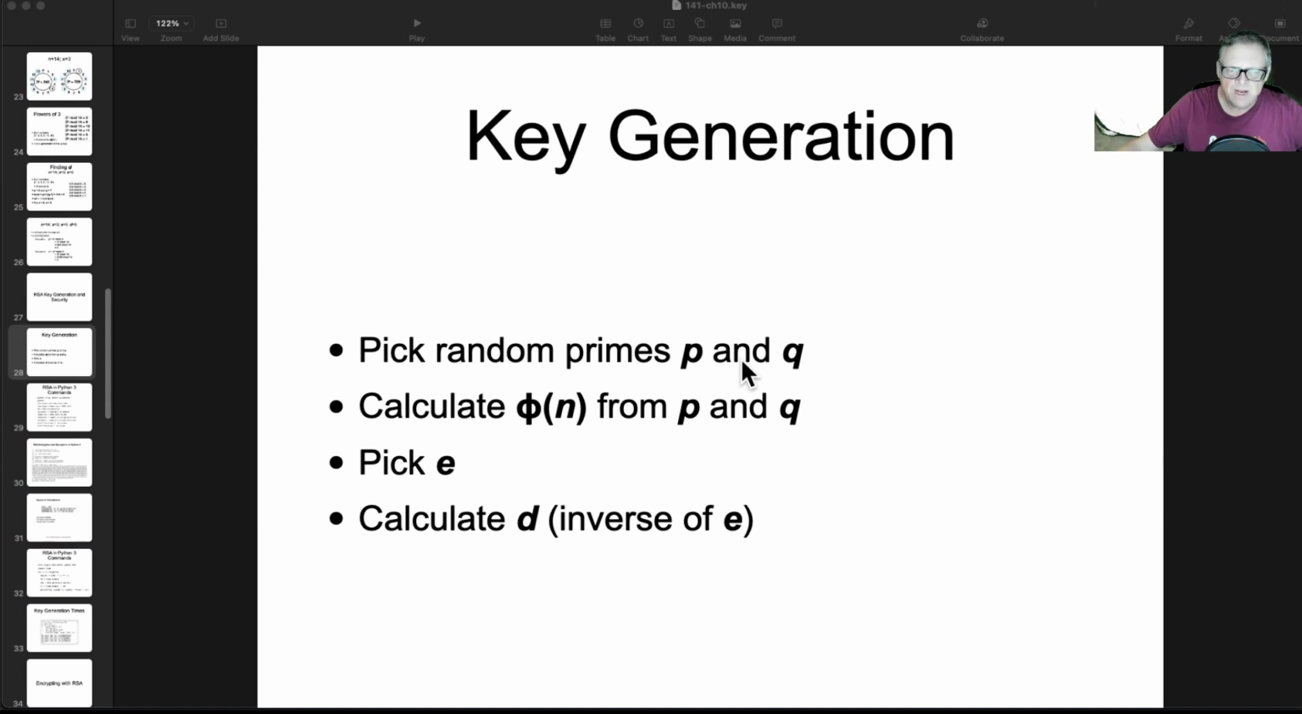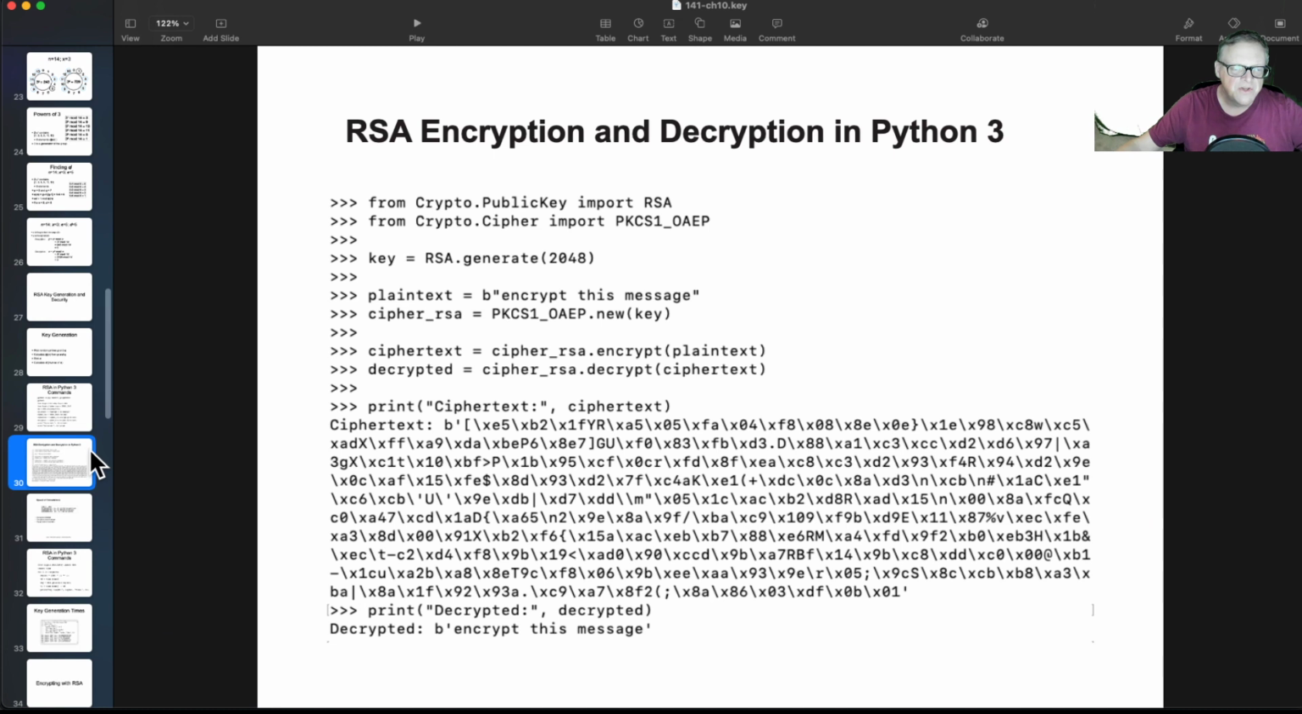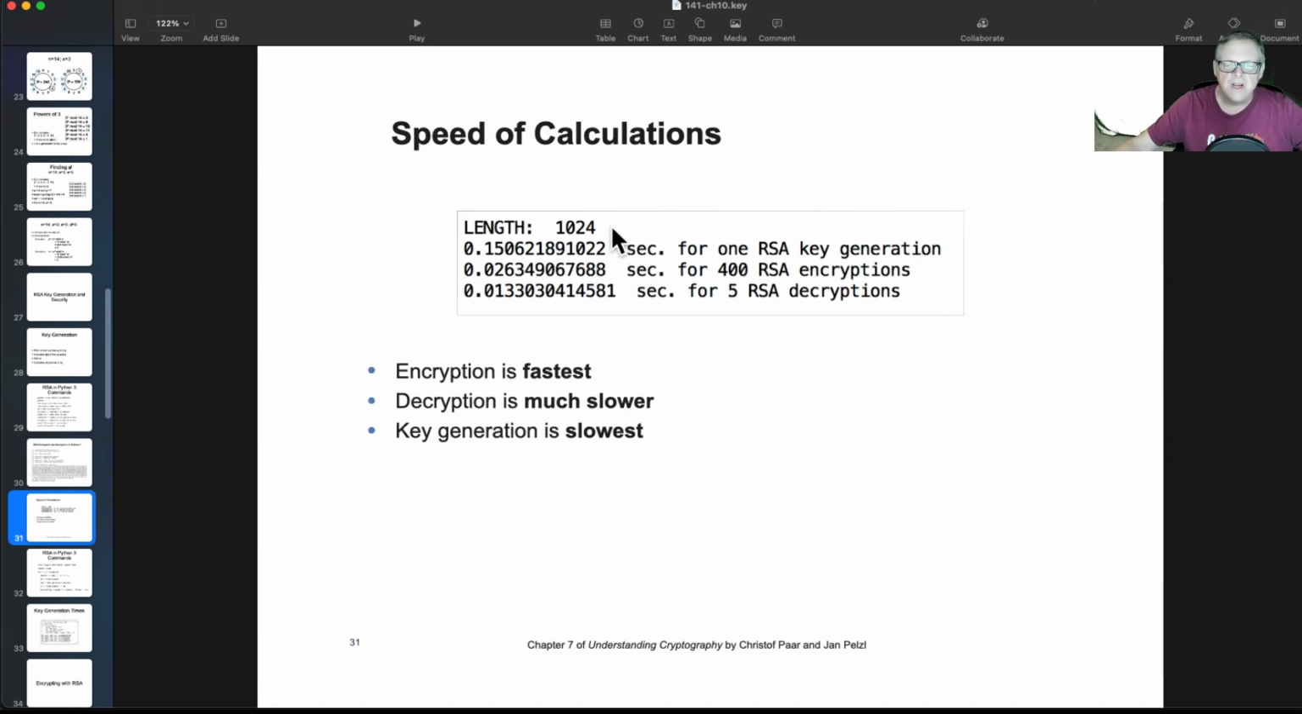All right, so you have to find 2 random primes. Then you multiply them, p minus 1 times q minus 1. Then you pick E, and then you calculate D from E. This is the process. You can do that in Python 3 with some fairly simple commands. And I think we've done that in the project, using PyCryptoDome, which is the most modern library for this. And you see how long it takes. To generate a key takes 0.15 seconds with a length of 1024.